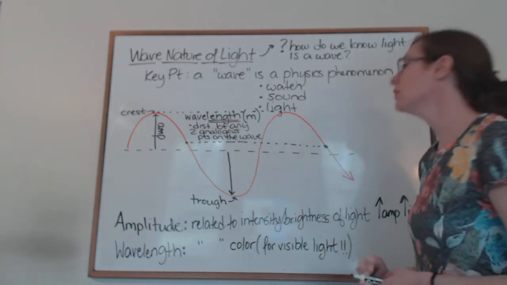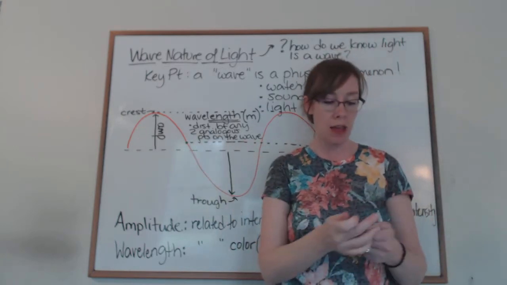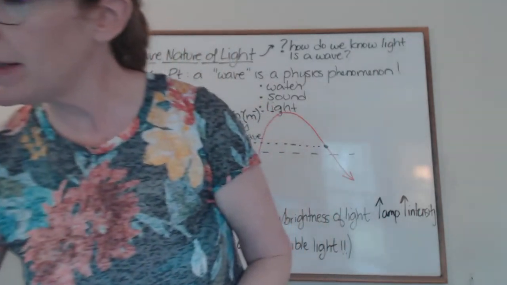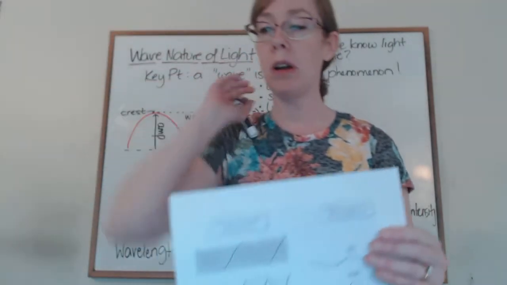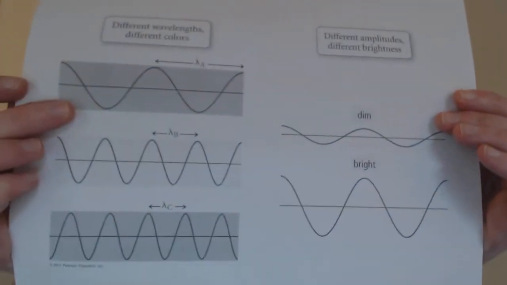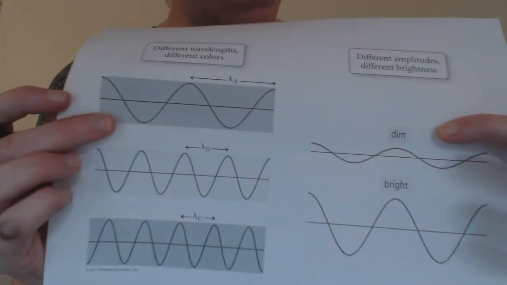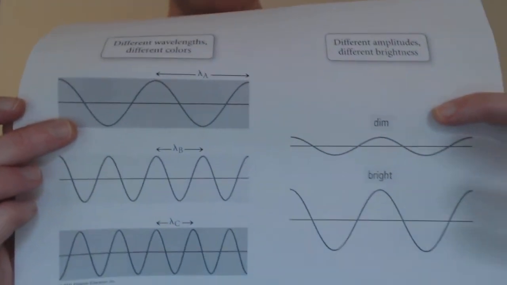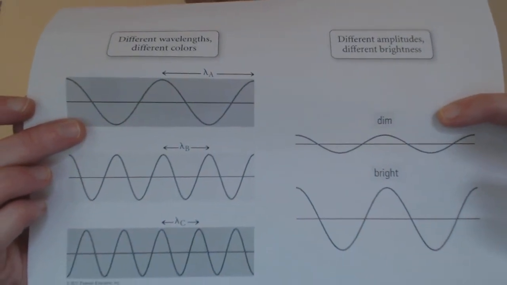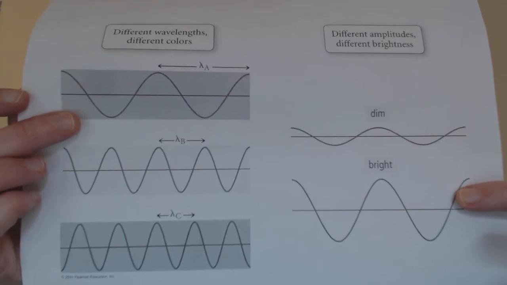But when you have different wavelengths, you're actually going to get different colors. Now, I don't have a color printer at home, but I did have a slide here. By the way, this is just figure 7.2 from your book, but it's a helpful figure, so I want to show it here. Let's start on the right. You can see where it says different amplitudes, different brightness. Dim light would have a small amplitude as opposed to bright light, which would have a large amplitude.